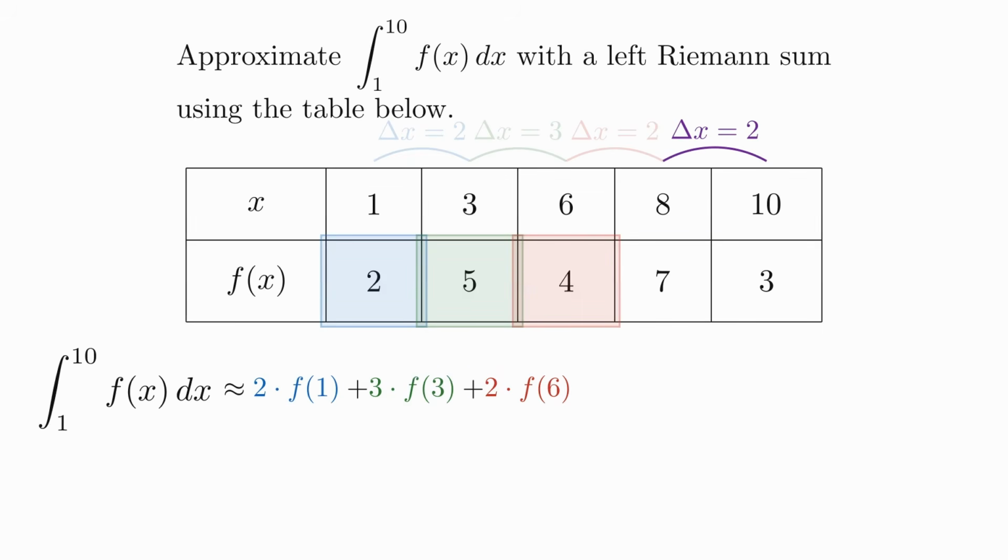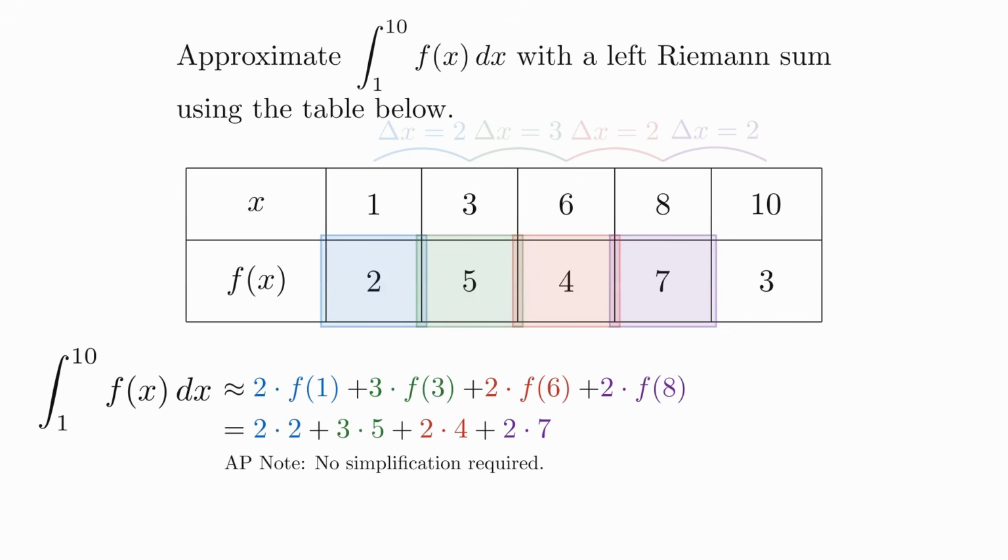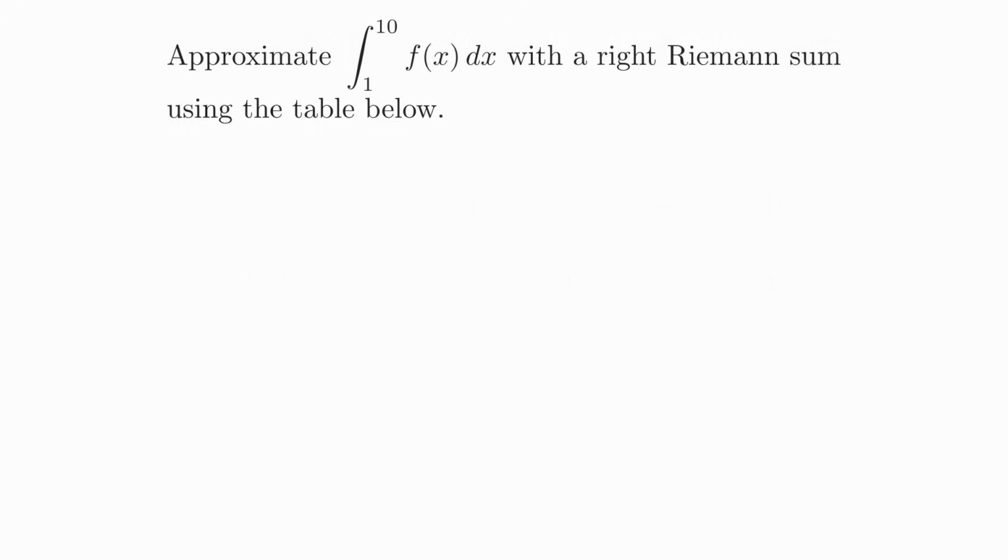Now on the AP exam, you do not need to evaluate this. You just leave it. You do not simplify it. Classically, I made a mistake one time while explaining this rule, but we do not want to evaluate this. But on the other hand, I'm just going to do it. So I got 41. So that is a left sum.